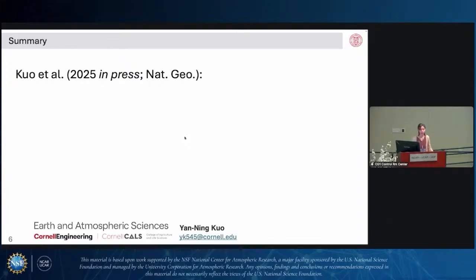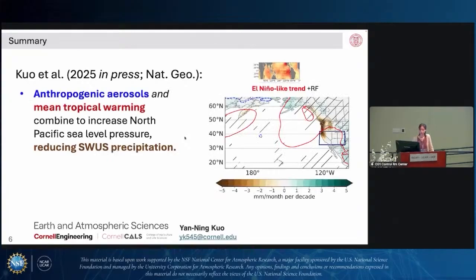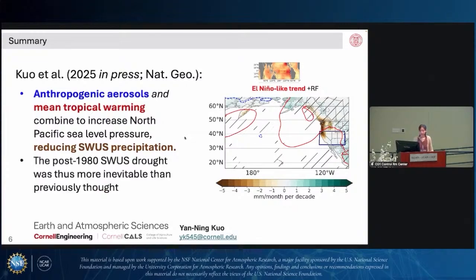But the main takeaway from this presentation is that we show anthropogenic aerosols and the mean tropical warming combined together increased the North Pacific sea level pressure so that the southwestern US precipitation declined. And the implication from this study is that the post-1980 southwestern US drought, from the precipitation perspective, might be more inevitable than we previously thought. And I will be happy to take a question.